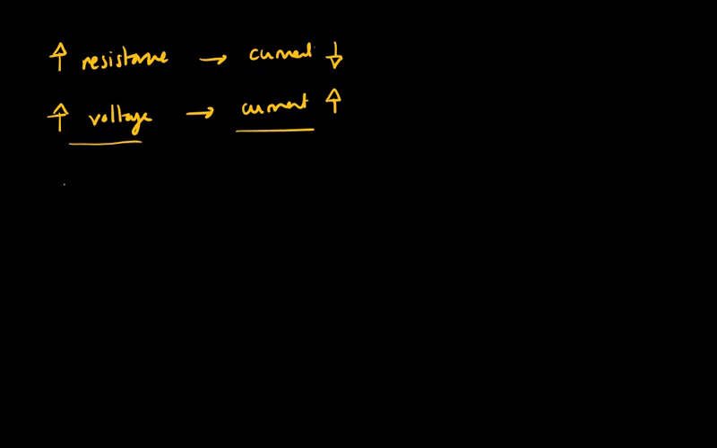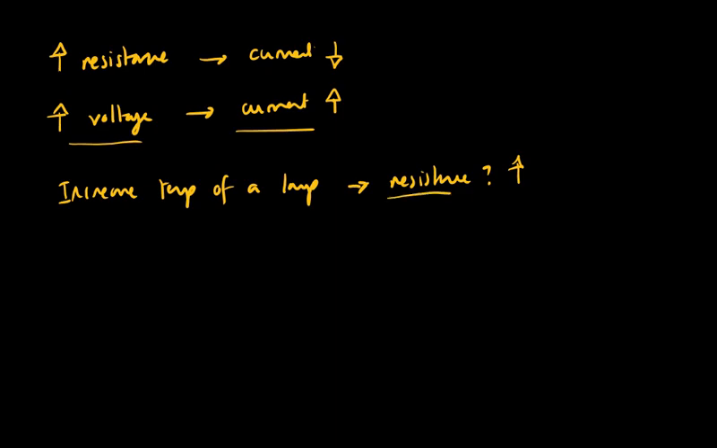If I increase the temperature of a lamp or filament lamp, what ends up happening to the resistance as a result? Okay, so that would increase the resistance. And so if I increase the resistance, even though the voltage might be going up, my current will not be able to go as high.